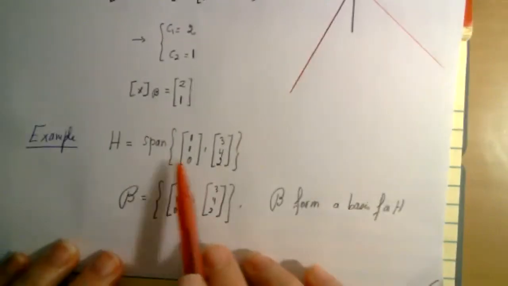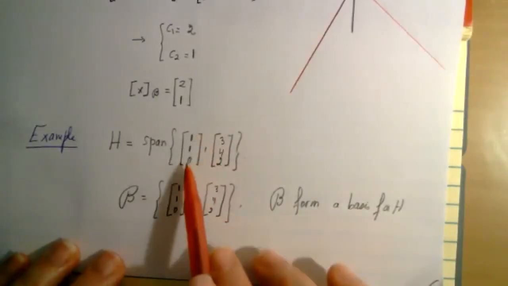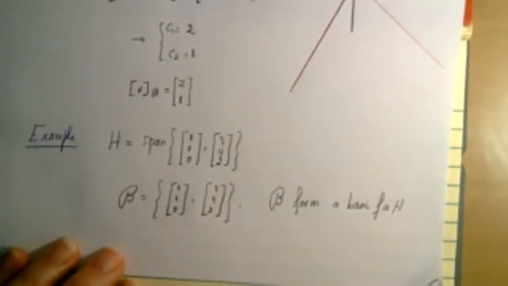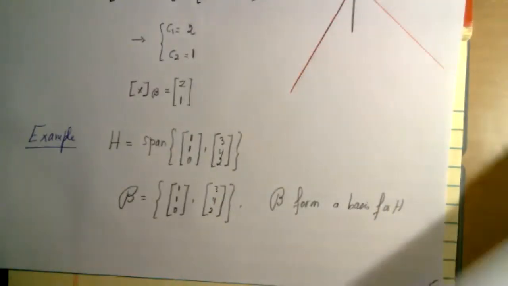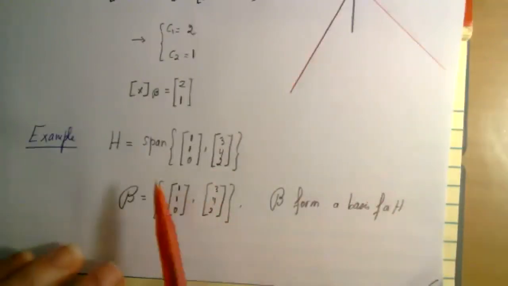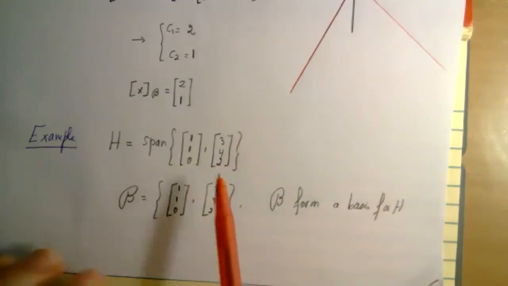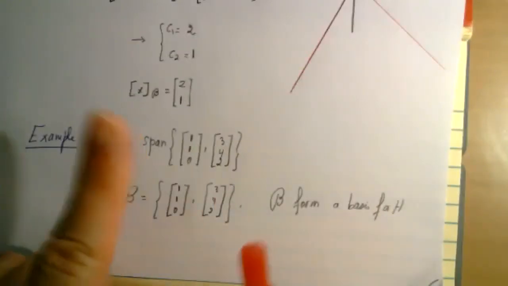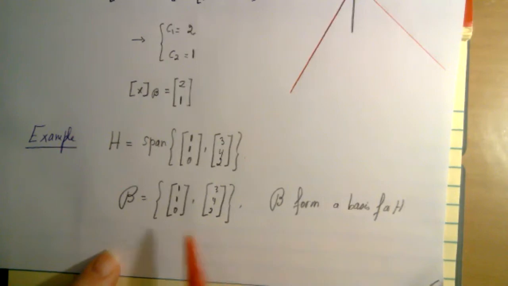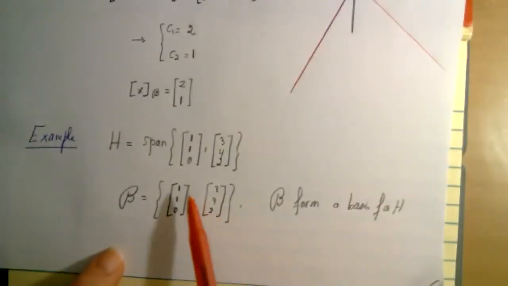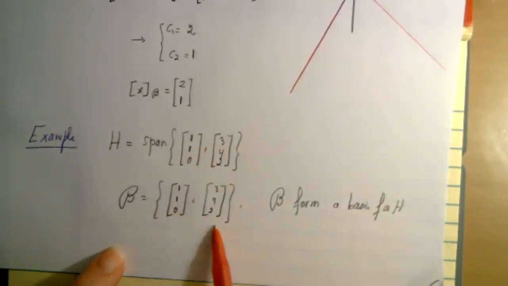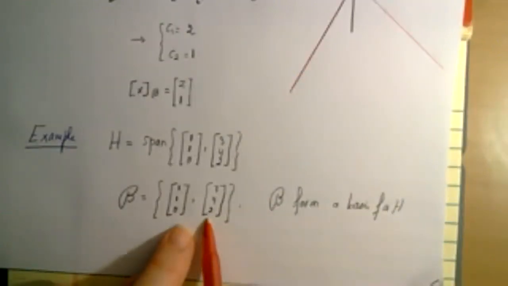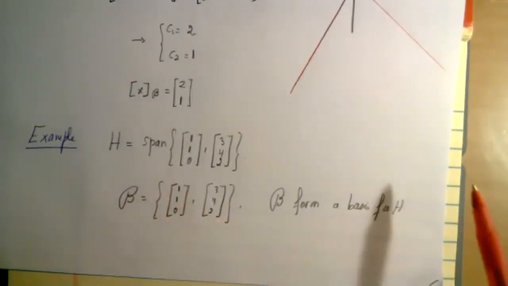Let me take H to be the span of (1, 1, 0) and (3, 4, 2). So my H here is the span of two vectors in R3. I'm taking two vectors and spanning them, and that's my H. It means my H is nothing more than a plane in R3, because that's really what two vectors give me. The basis for H is (1, 1, 0) and (3, 4, 2). They form a basis, they are linearly independent, and H is nothing more than their span.